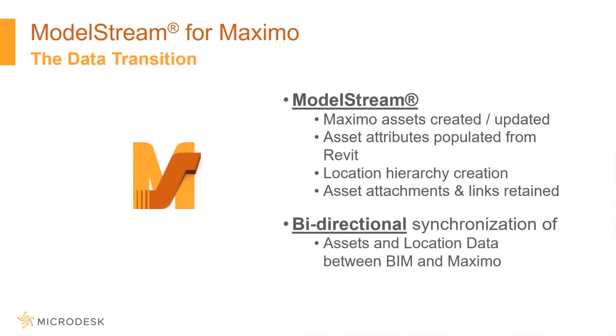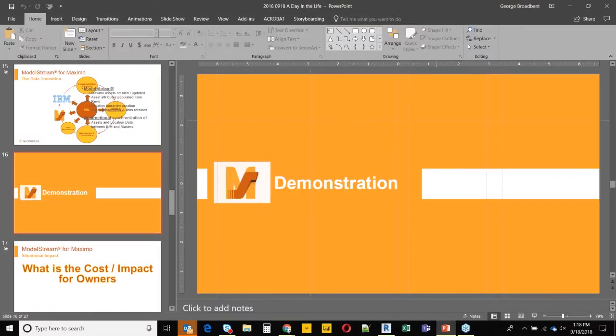And this allows us to create the assets within the Maximo system, populate all the attribute data, and create a location hierarchy. And a location hierarchy is critical because that allows you to quickly narrow the field of assets that you're working with. Asset attachments and links get retained. And then this bidirectional piece that we talked about before, that's a critical piece. So let's now move over into our Maximo system and talk about Maximo for a little while, as to how we can use and leverage that.